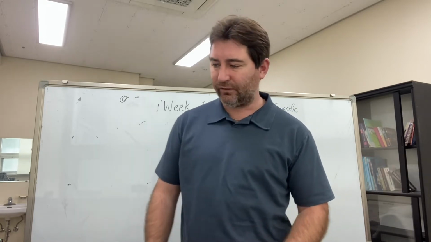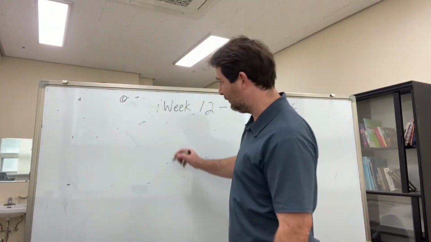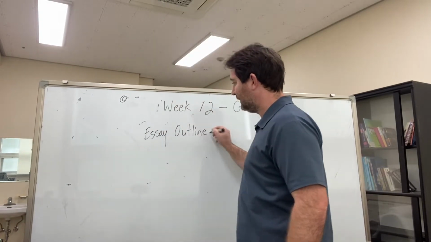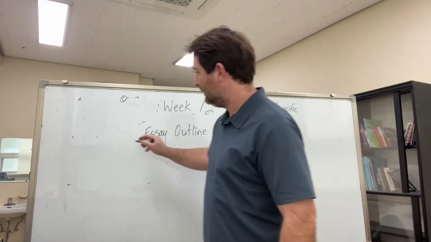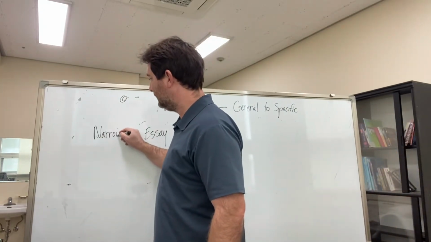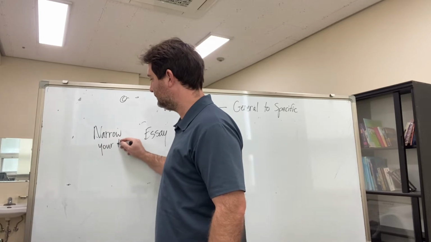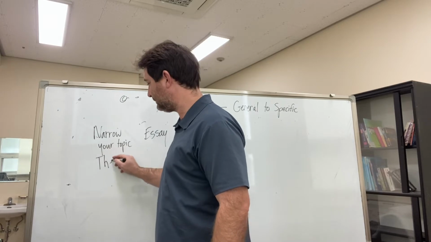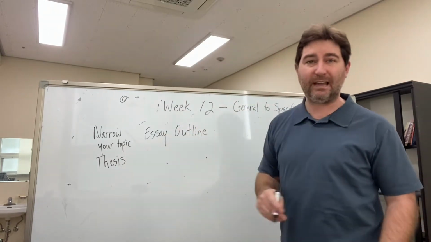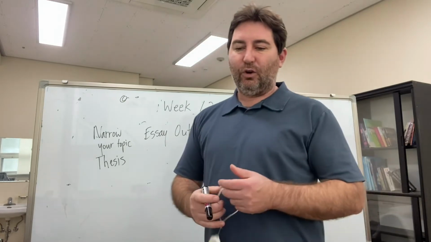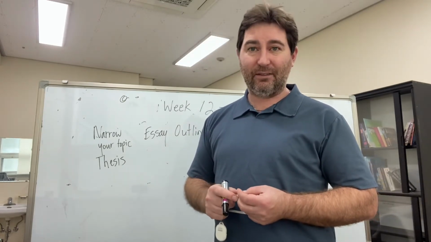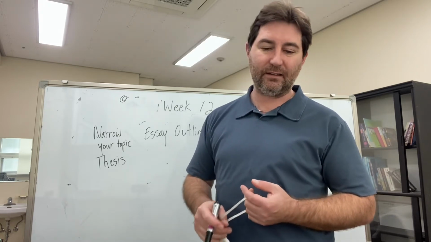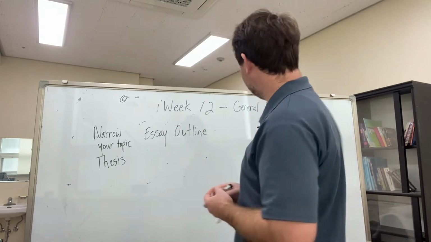So first thing we got to talk about is the essay outline. There were two parts, right? You had to narrow your topic and write the thesis. And then you had to complete an essay outline. So I want to talk about how that went first. This might take most of the class, and that's fine. This is week 12, right?